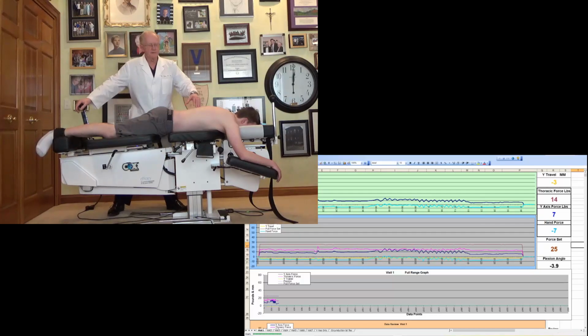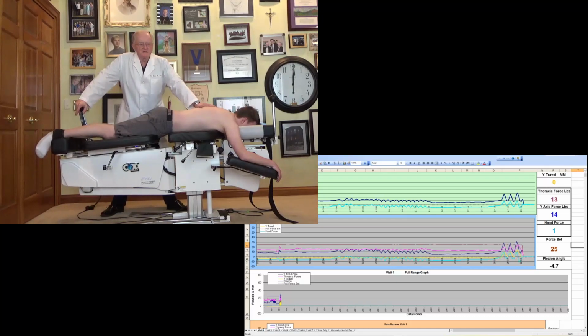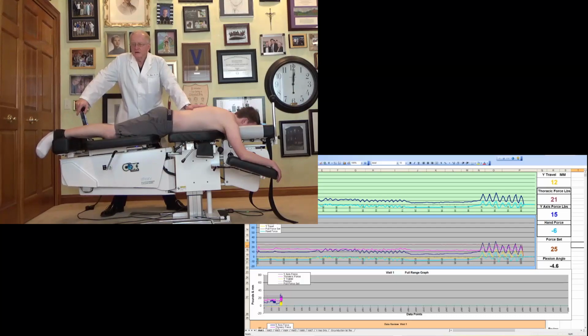I will begin by applying and testing automated distraction. Now note that as I apply automated distraction, that I'm applying up to 15 pounds of traction to this spine. But realize I'm treating an entire thoracolumbar spine. So as I move down the individual, I will decrease that force.